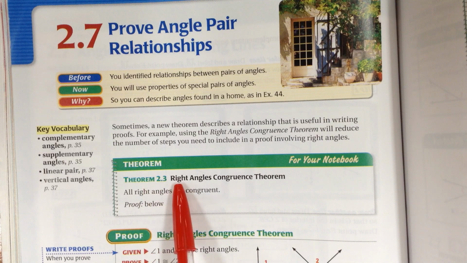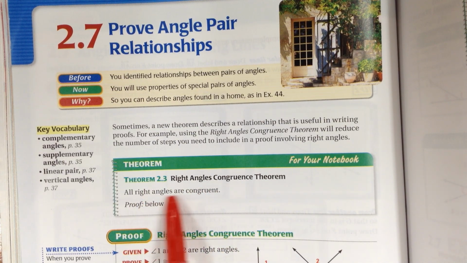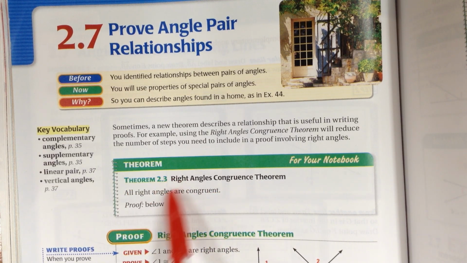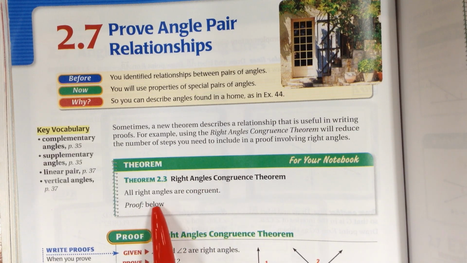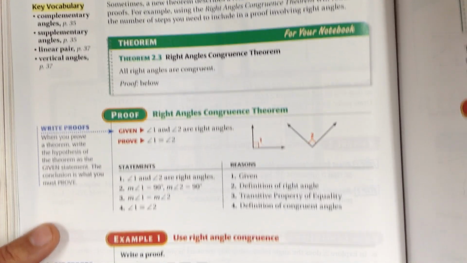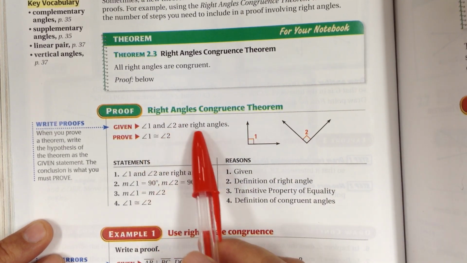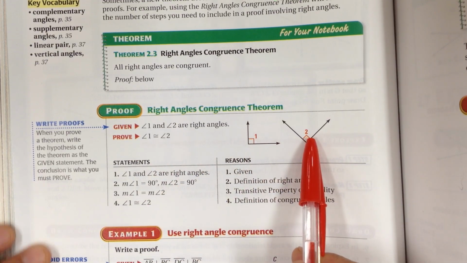So theorem 2.3, right angles congruent theorem. It says all right angles are congruent. So a theorem, before you can use it, you have to prove it first. Once you prove it, then you can use it. So the proof is below here. The given is angle 1 and angle 2 are right angles, so you have to prove that angle 1 and angle 2 are congruent.